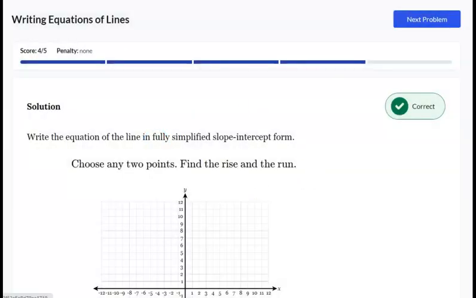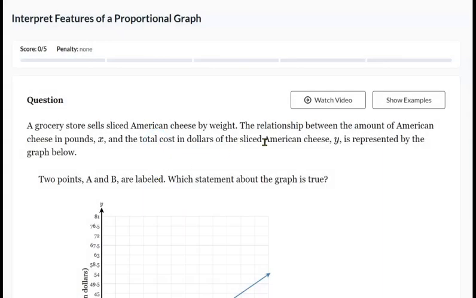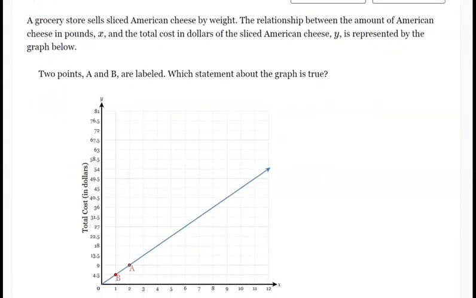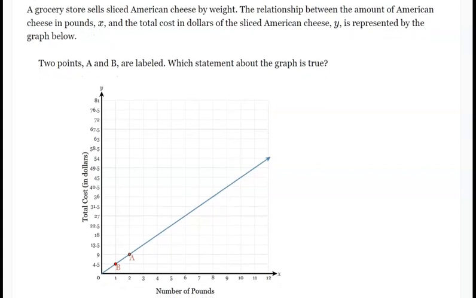Alright, last topic is to interpret features of a proportional graph. So there's going to be a story for each problem. This one happens to be telling us about number of pounds and total cost. So let's read the story.